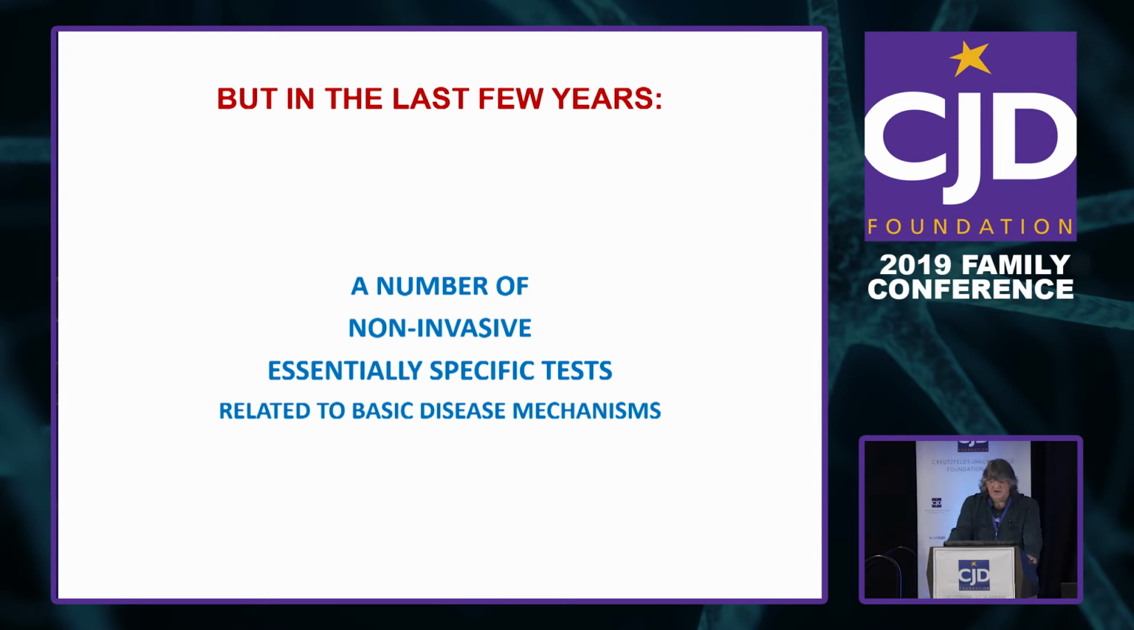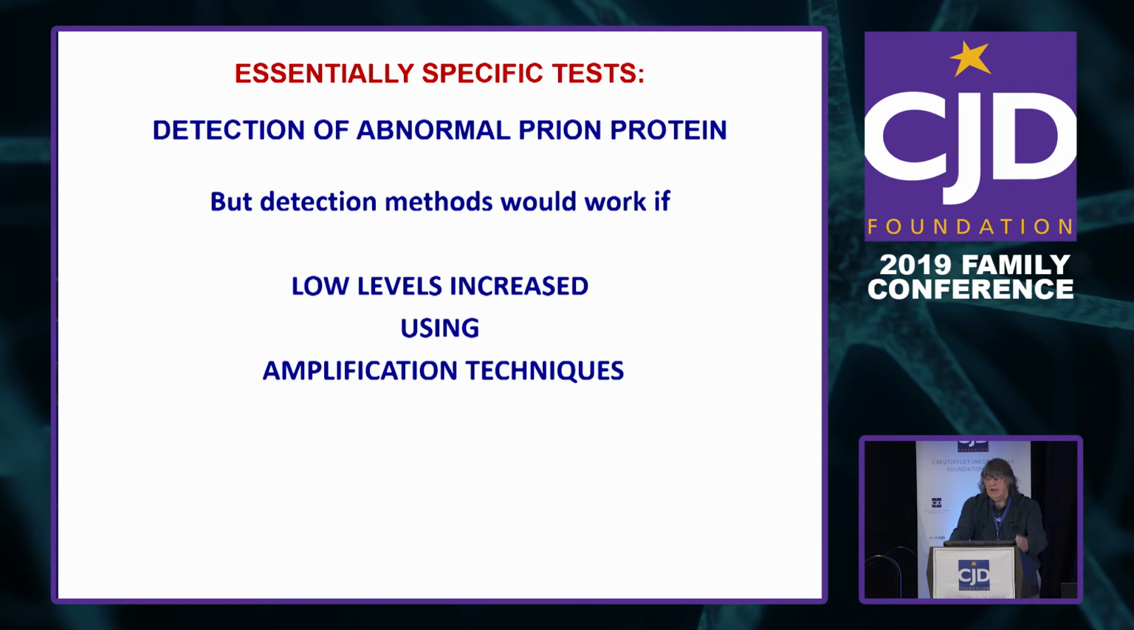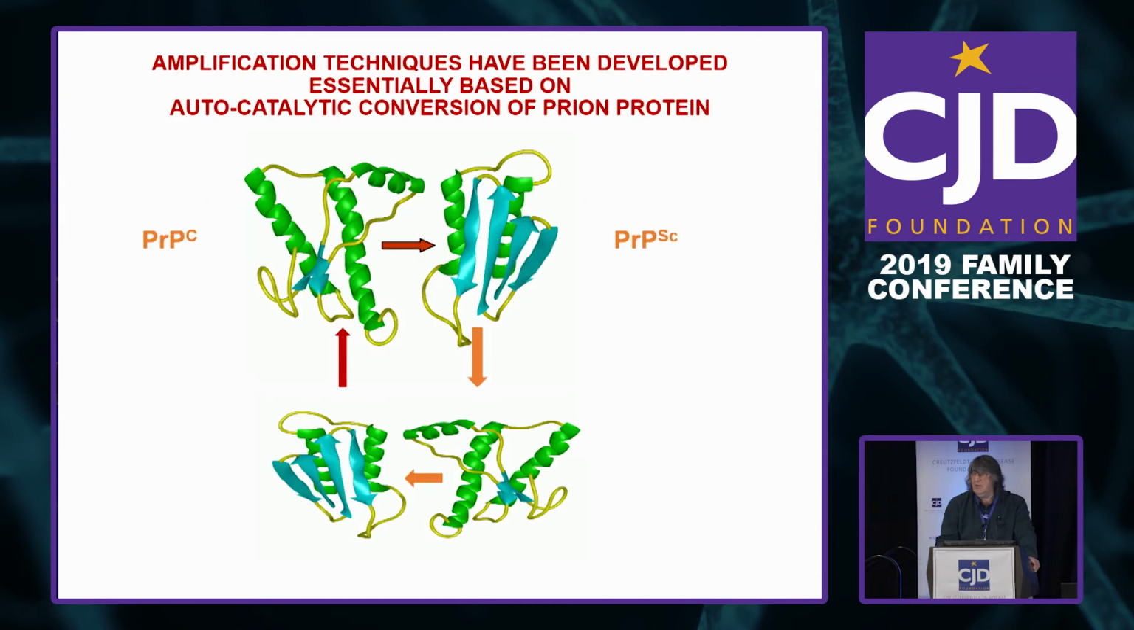But in the last few years, there have been a number of non-invasive, essentially specific tests that are related to the basic disease mechanisms. And basically, we can detect PrPSc, which is what we need to do, but the standard methods of detection detect only high levels. And in CJD, other than variant CJD, high levels are found in the brain. Low levels can be found elsewhere, but they're low. But these detection methods would work if you could increase the low levels by amplifying them. And that's essentially what people did in very clever work. They hijacked this amplification that occurs in the disease to form tests.